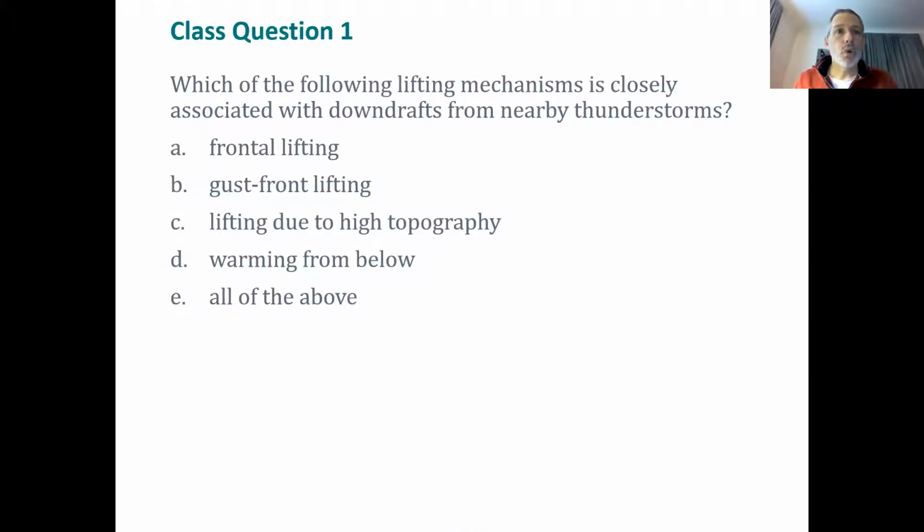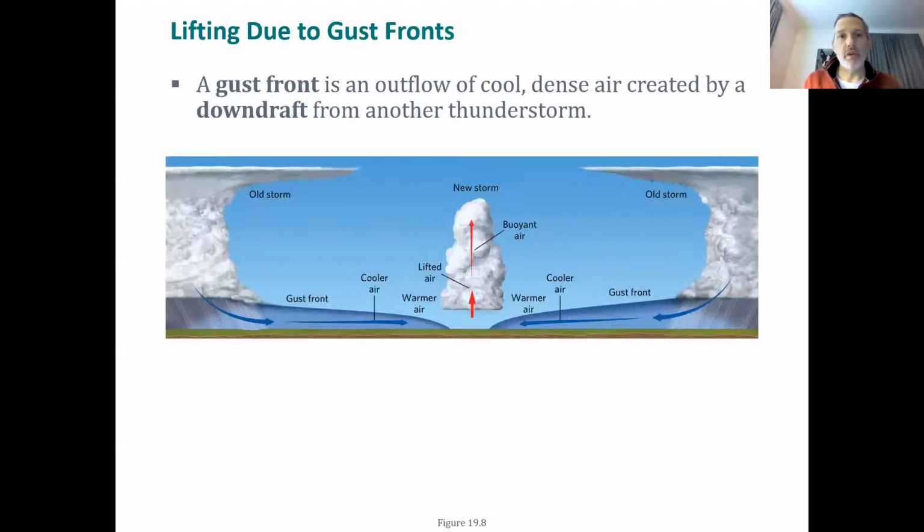Which of the following lifting mechanisms is closely associated with downdrafts associated with nearby thunderstorms? Oh, if we go back one slide, this is this gust front.